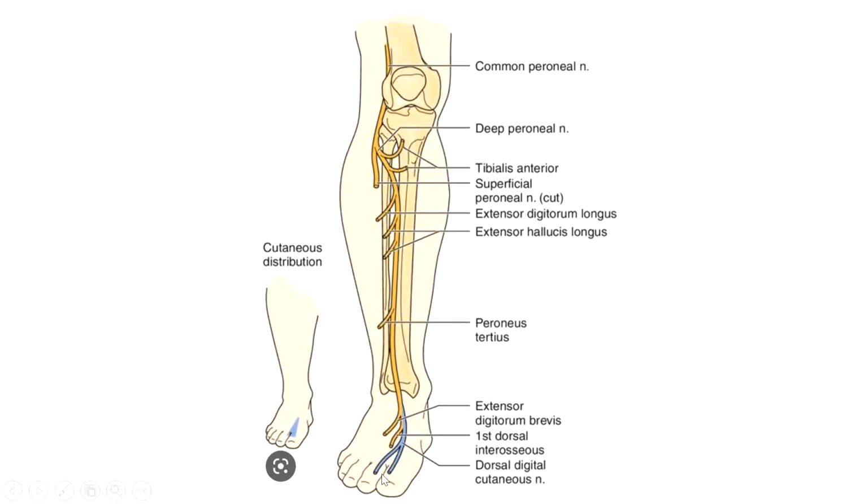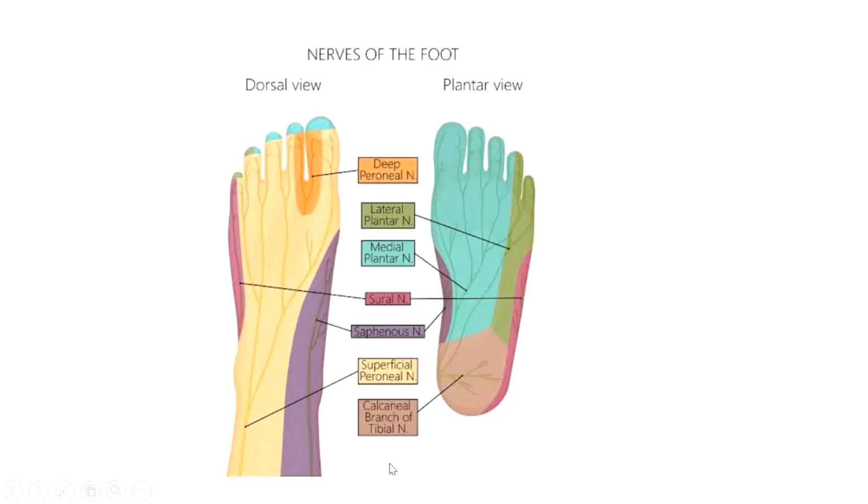This part is supplied by deep peroneal nerve. Skin of the first web space is supplied by deep peroneal nerve. So the first web space and adjoining part of great toe and second toe is supplied by deep peroneal nerve. This is cutaneous nerve supply. Rest of the dorsum of the foot is mainly supplied by superficial peroneal nerve. And medially it is supplied by saphenous nerve, laterally by sural nerve.